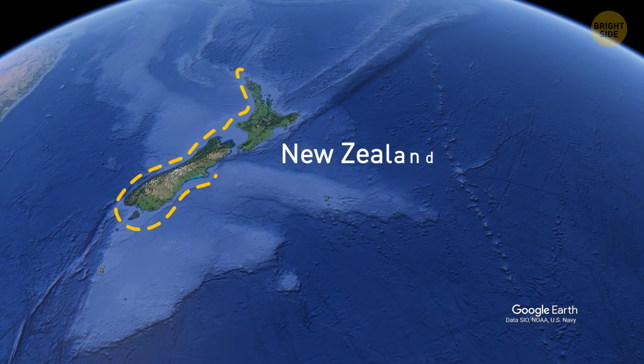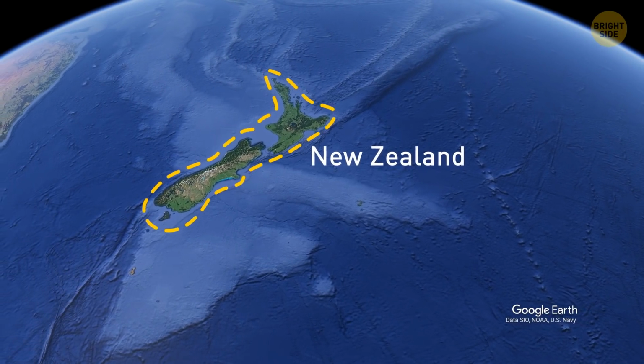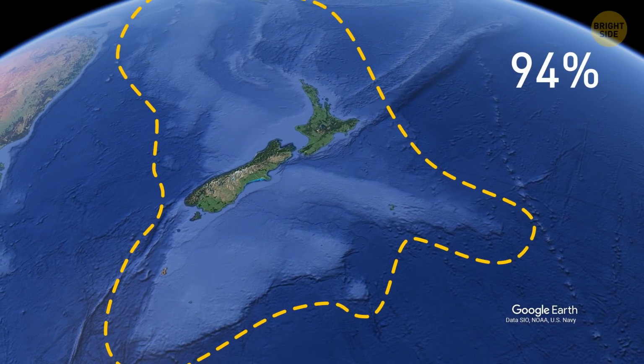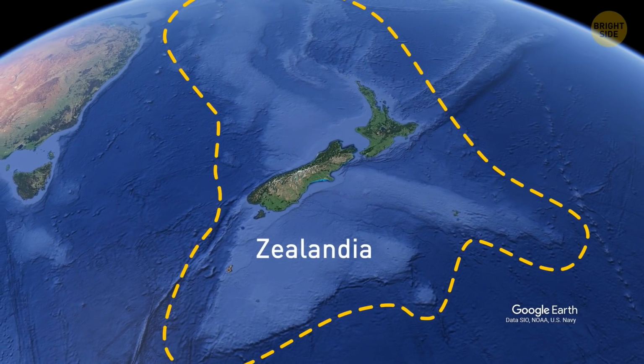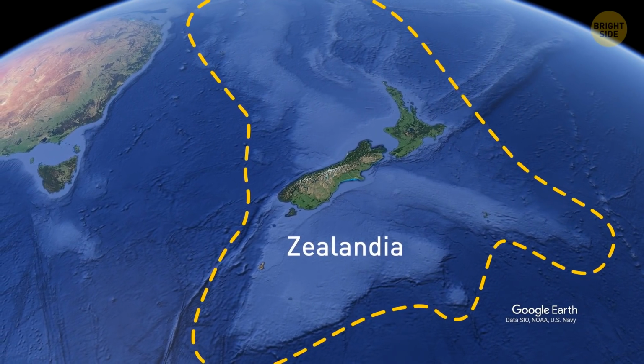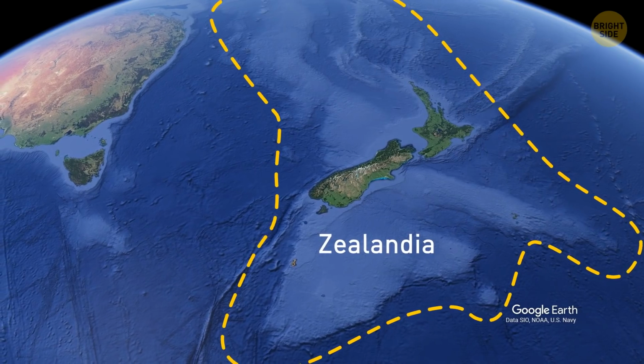Scientists discovered New Zealand is part of a larger landmass that lies under the water. 94% of the total land is under the surface. It's called Zealandia and is considered to be a microcontinent. Maybe it'll even be the 8th on the list someday.